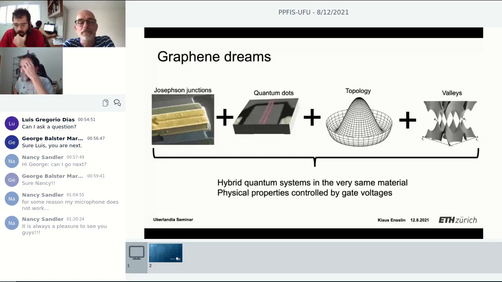Just a quick one. Can I, another one, George, just briefly? Sure. Then we have Luis on the line. Yeah. Any insights on the mechanism of superconductivity there, phonons versus, Luthendieck cone?